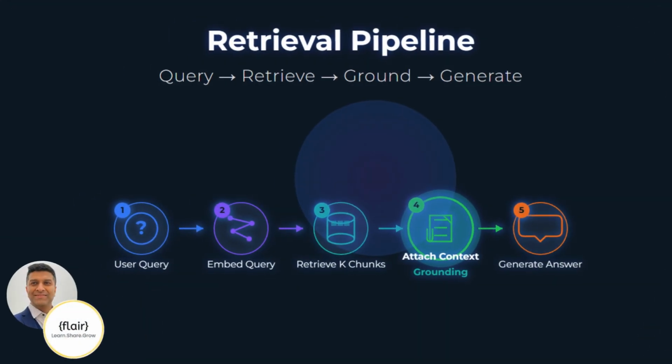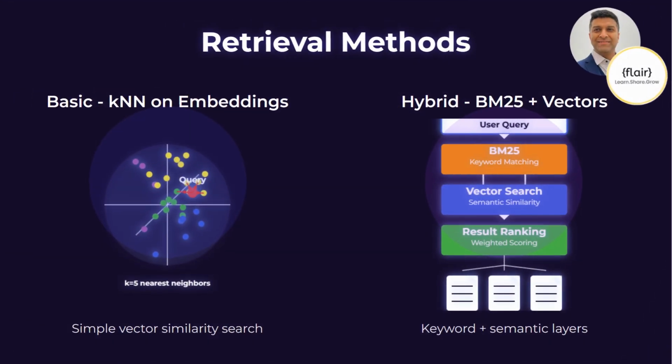Once the knowledge base is ready, the retrieval pipeline handles real-time queries. When a user asks a question, the system embeds the query, retrieves the most relevant chunks, attaches them to the prompt, and sends everything to the LLM with instructions to use only that evidence. The model receives not just a question but curated context. That's grounding.